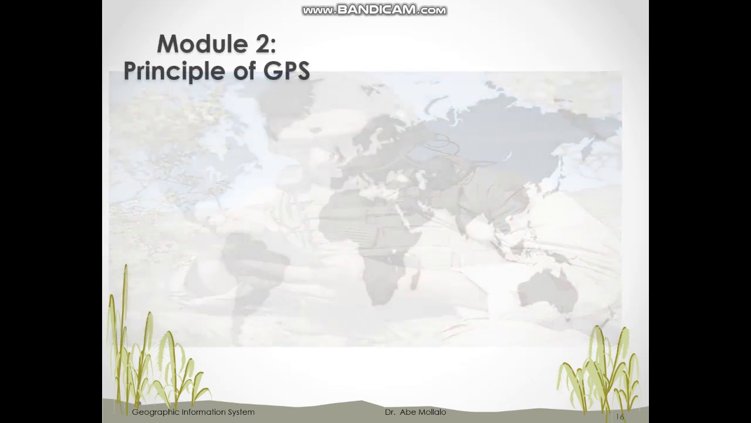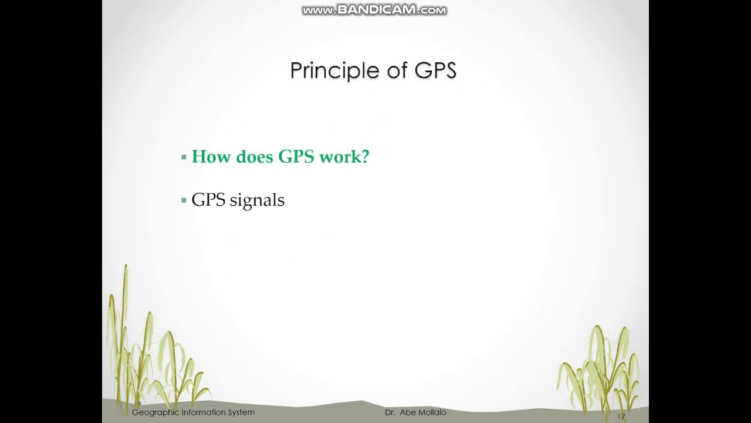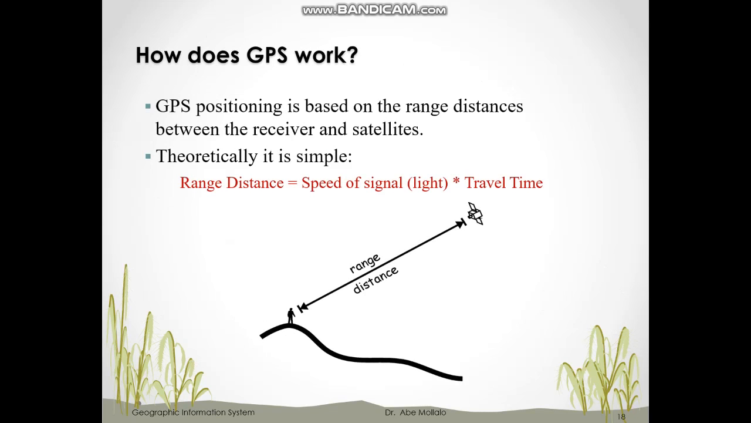Now let's talk about the working principles of GPS. In this module, we want to see how satellites work together to help us determine the coordinates of a location, or positioning. GPS positioning is based on the range distance between the receiver and the satellite. So we need to calculate the distance between our receiver and the satellite. How can this distance be calculated?